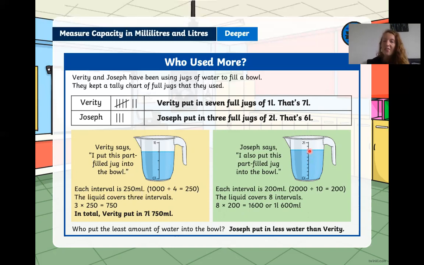Now, we know that 1,600 milliliters is going to be the same as 1 liter, 600 milliliters. So he actually has, add that 1 liter to that 6 liters. So that's 7 liters and 600 milliliters. So we know that actually, even though Joseph was using a measuring jug with greater capacity, because this one could do 2 liters, he put less water in. Just barely, just by 150.